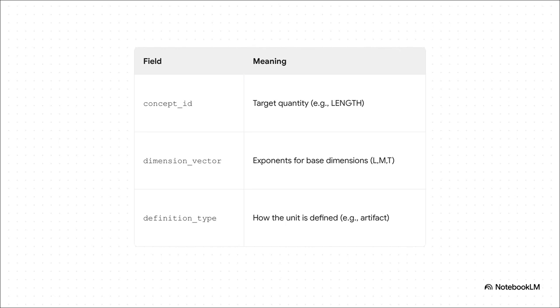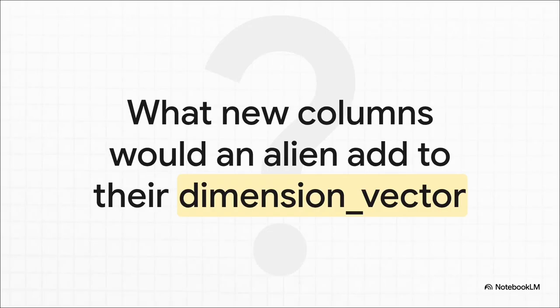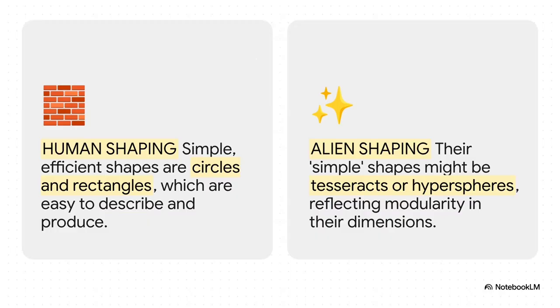To make this a bit more concrete, think about how we might catalog a unit of measurement in a database. For something like the meter, we'd need a field for the concept it measures, in this case, length. We'd need a dimension vector to show how it relates to our fundamental quantities, length, mass, and time, and we'd define how it's measured. It's basically a database entry for a piece of our physical reality. And that brings us to the ultimate question. To describe their world, what new fundamental dimensions, what new columns in this cosmic database would they need? Their version of this table might have vectors for L, M, T, and then something else entirely, a quantity we can't even perceive.